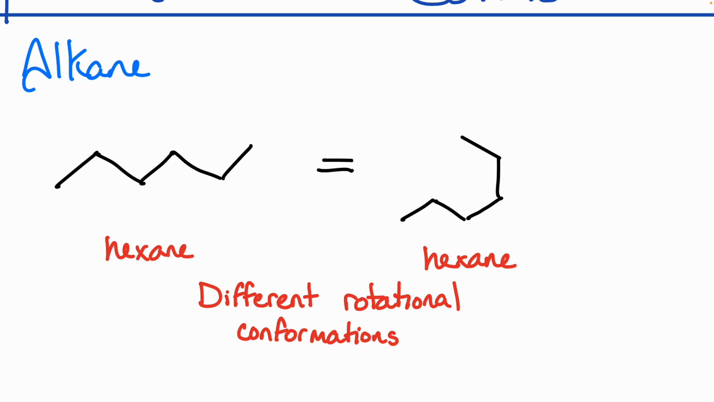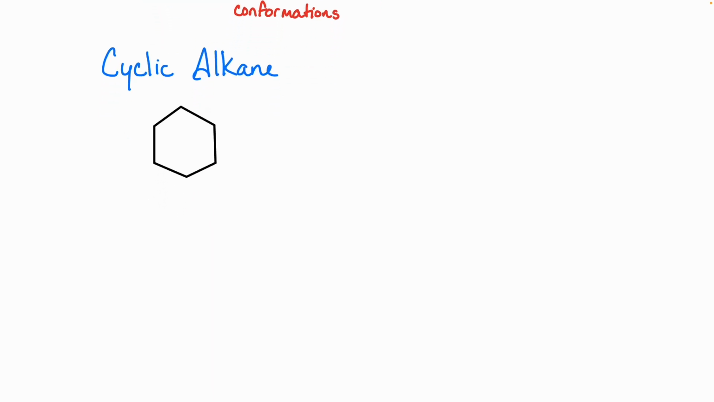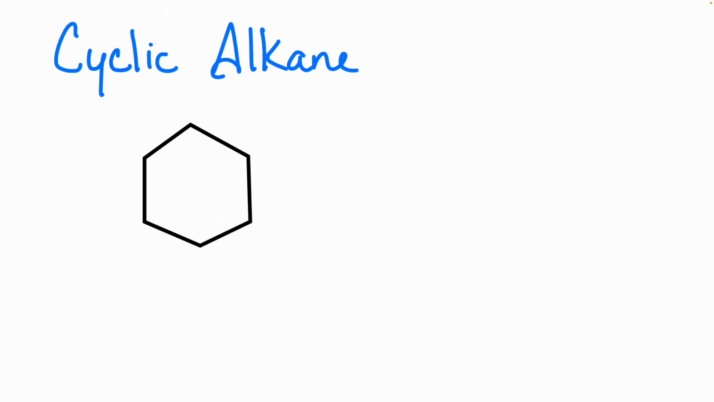Well, all of a sudden, when I take my cyclic alkane and I link up those two ends, now they're stuck. Now they can't rotate anymore. This molecule's still going to vibrate and jiggle around, but it can't freely rotate about these bonds because I froze them into place with this ring structure here. So these bonds here cannot rotate.